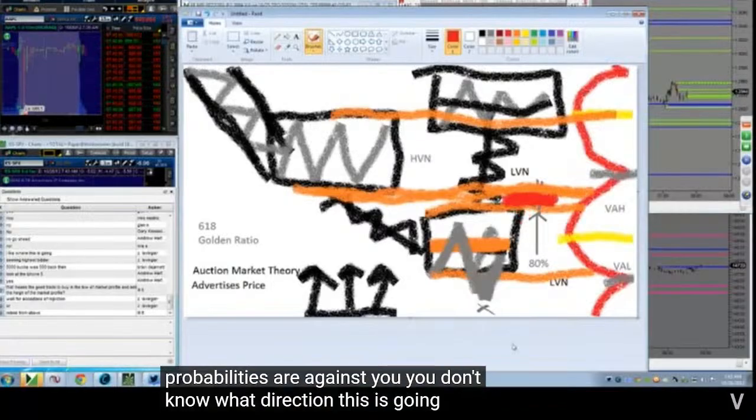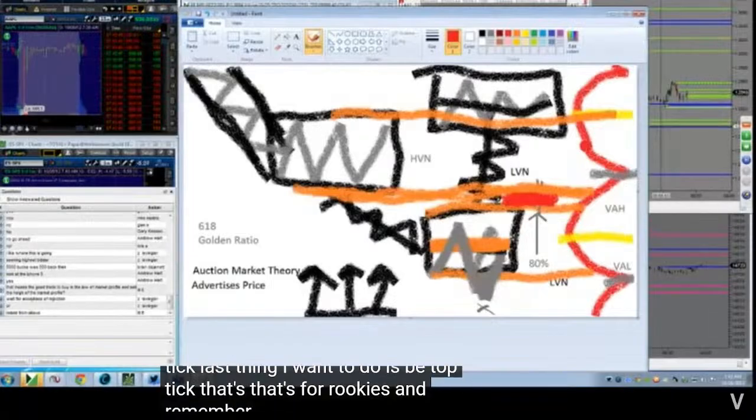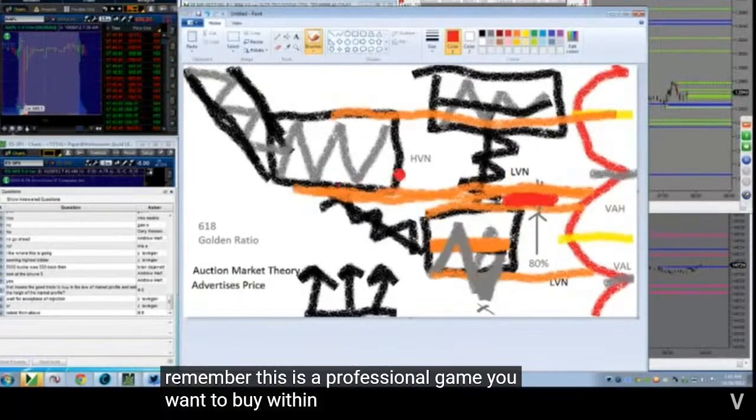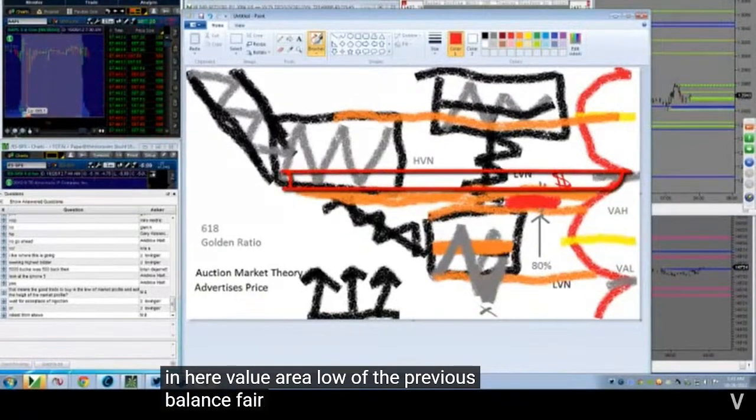No-buy zone, because the probabilities are against you. You don't know what direction this is going. You don't know if you're going to be top tick. Last thing I want to do is be top tick. That's for rookies, and remember, this is a professional game. You want to buy right in here, value area low of the previous balance, fair value area.